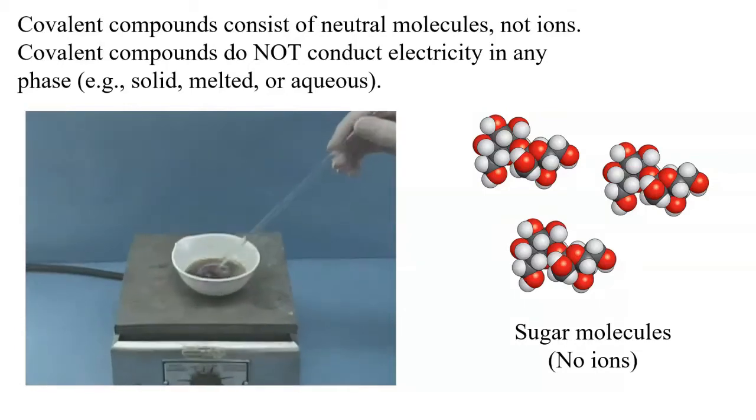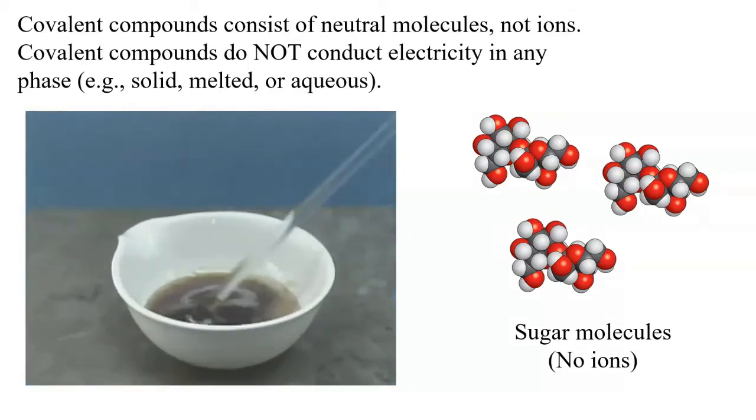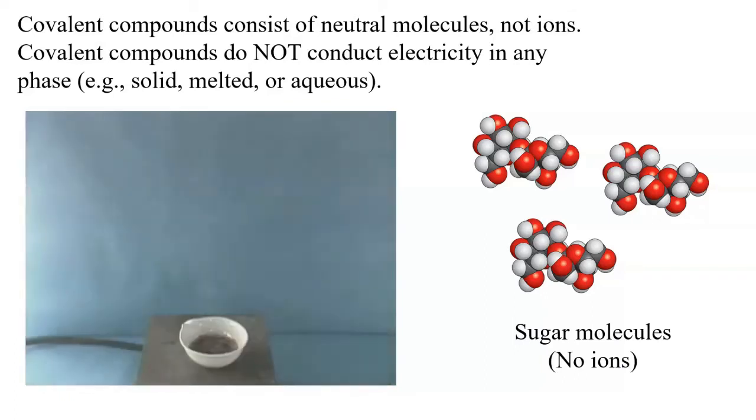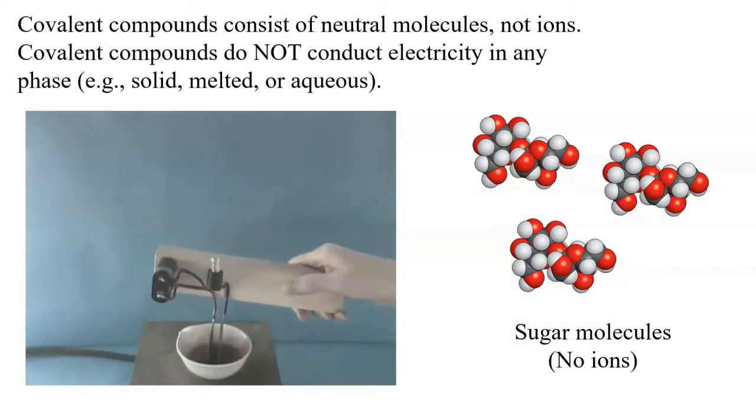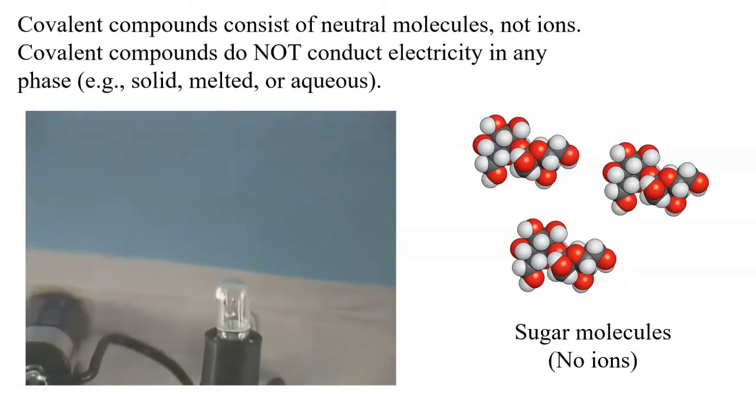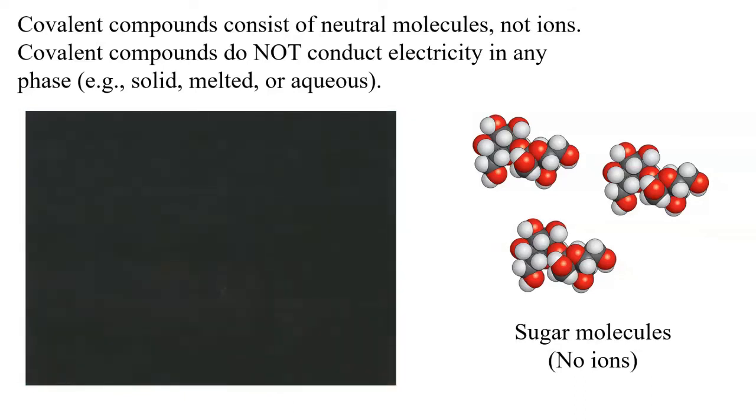When wires connected to a light bulb and battery are placed into sugar melted on a hot plate, the bulb does not light. Molten sugar does not conduct electricity. So again, sugar does not conduct electricity because it is covalent and consists of molecules. There are no ions or charged particles.